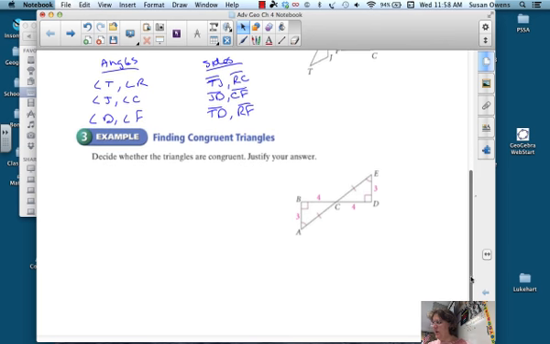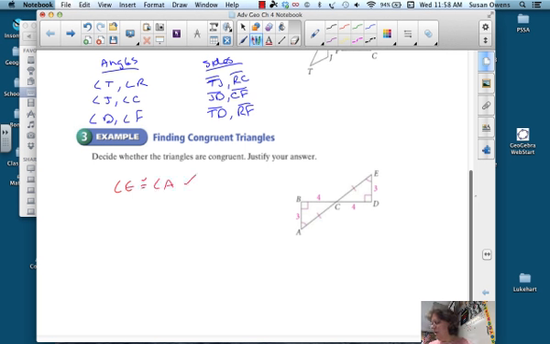Decide whether triangles are congruent, and justify your answer. Now, we are going to use congruent polygons today, which means we have to show that all the angles that are corresponding are congruent and all the sides that correspond are congruent. In the next two sections, we're going to learn easier ways that we can prove triangles are congruent. So if I take a look, I see that we have angle E and angle A, and they're labeled as congruent. So angle E is congruent to angle A.